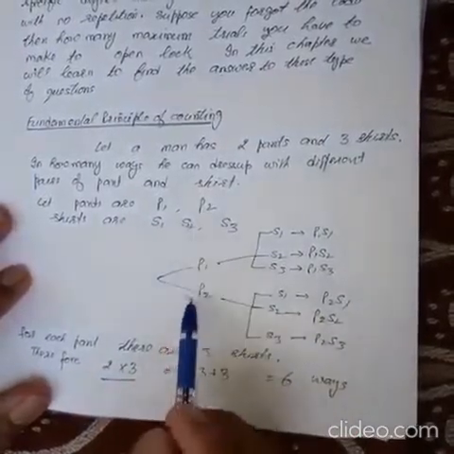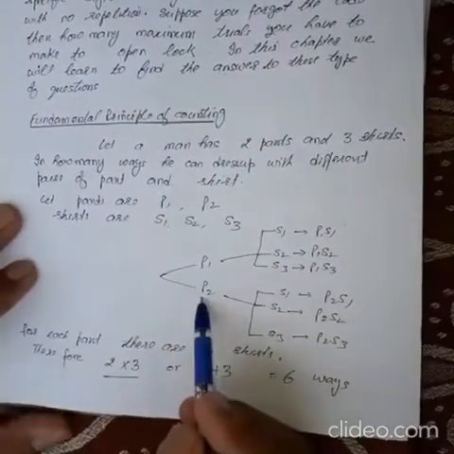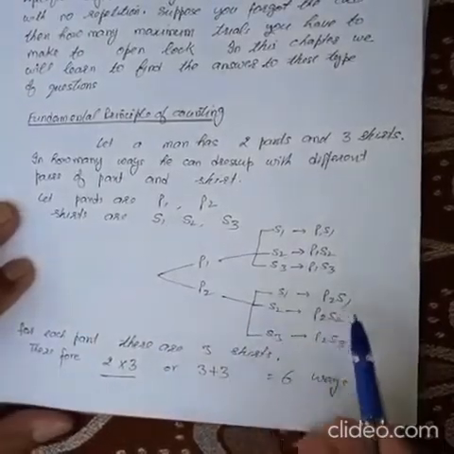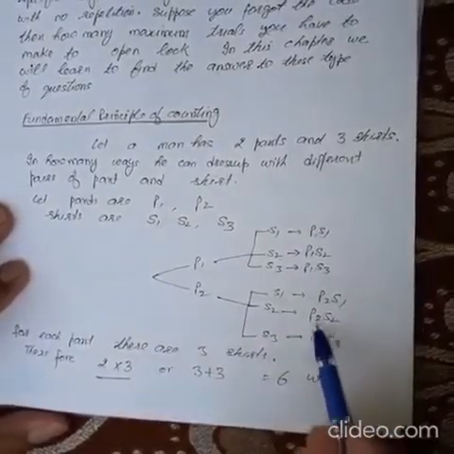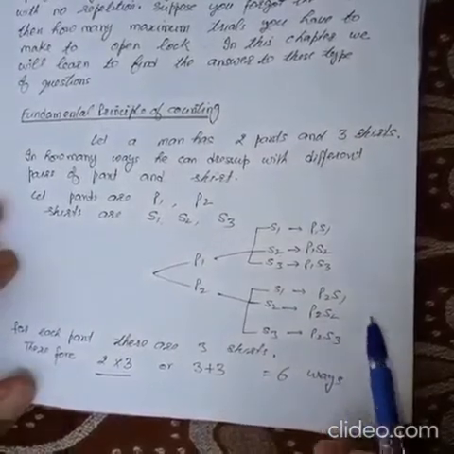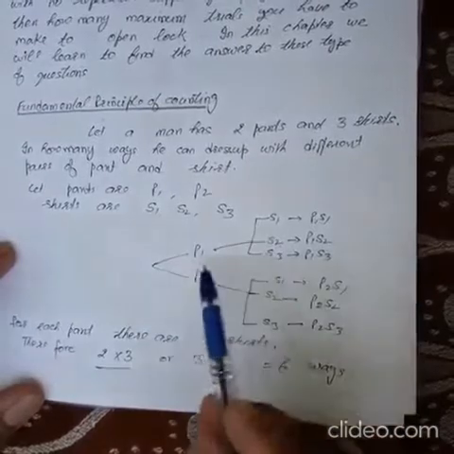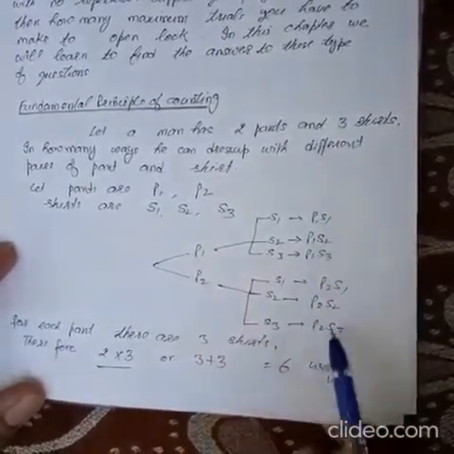there is the second pant P2. With the second pant also we have 3 shirts to wear. So there are 3 options. It means P2 S1, P2 S2 and P2 S3. So in total, with 3 shirts and 2 pants, there are 6 ways we can count.